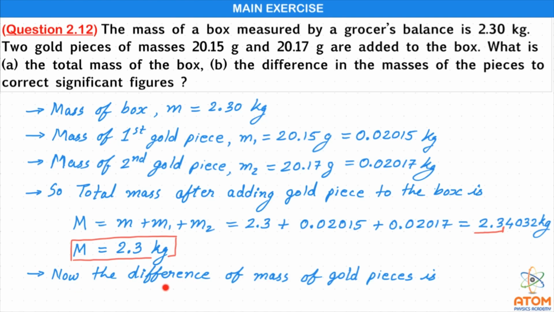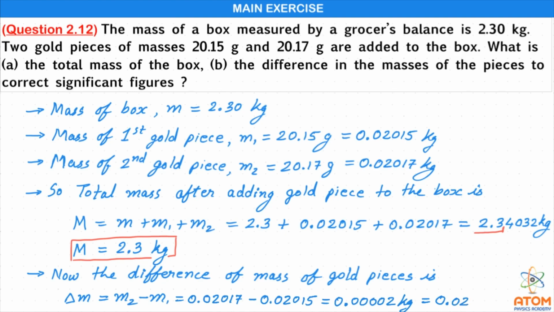Now the difference of masses of the gold pieces, let us name it delta M. Then delta M is M2 minus M1. So it is 0.02017 minus 0.02015. That gives us 0.00002 kilogram, or we can also write 0.02 gram.